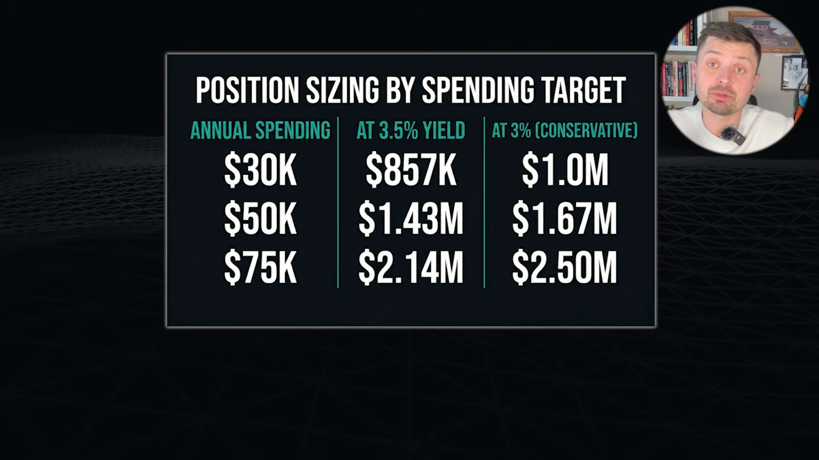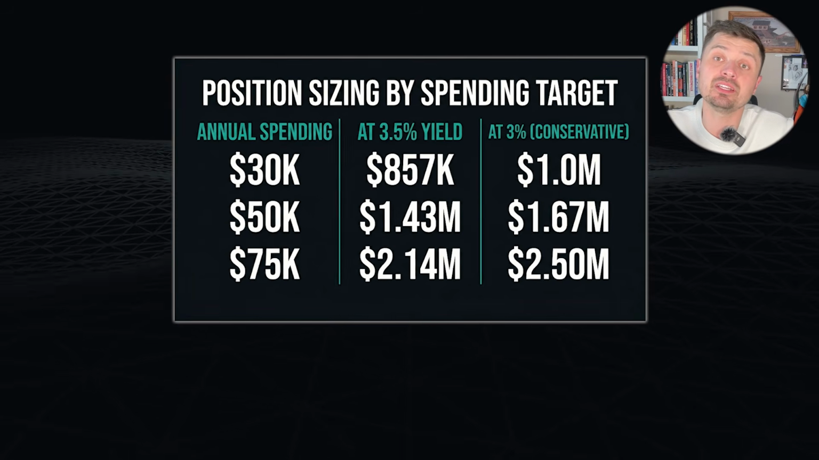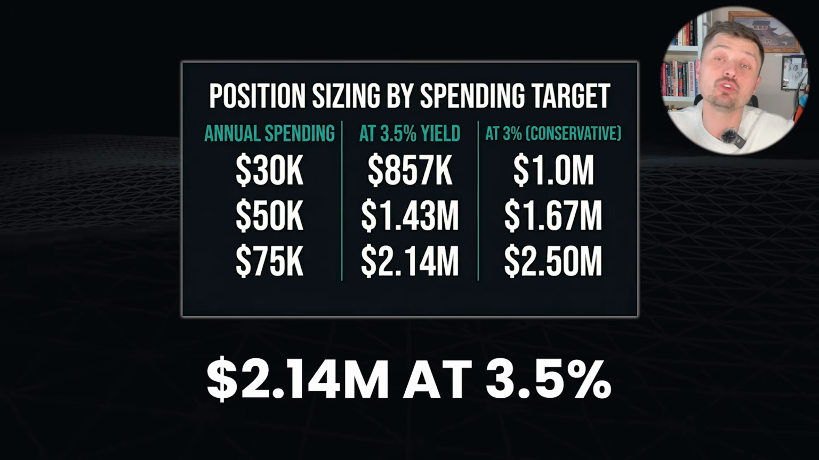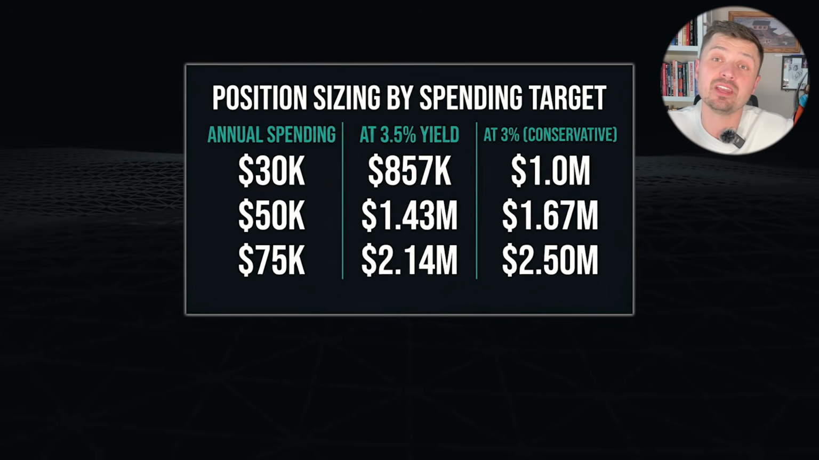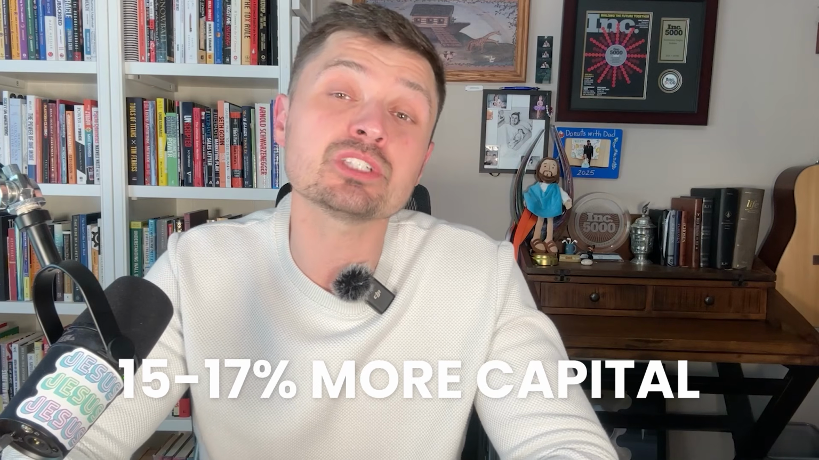If you need 50,000 per year, you need roughly 1.43 million at 3.5% yield, or 1.67 million at the 3% conservative assumption. If you need 75 grand a year, the requirement is roughly 2.14 million at 3.5%, 2.5 million at the conservative assumption. The spread between the optimistic and the conservative calculation is pretty meaningful at every single level, roughly 15 to 17% more capital required for the same income when you plan conservatively. That buffer is not waste though, it's the difference between a retirement plan that holds up in adverse conditions and one that starts to break down.